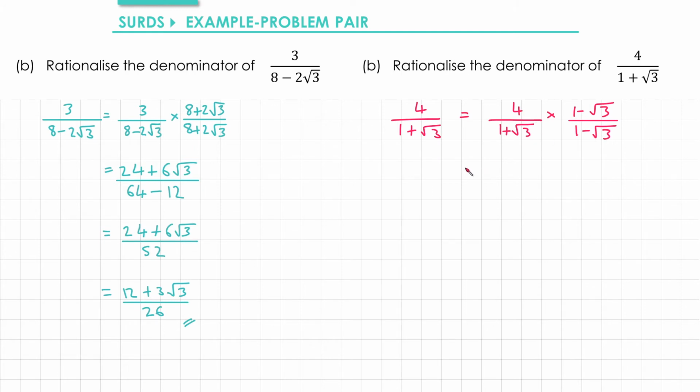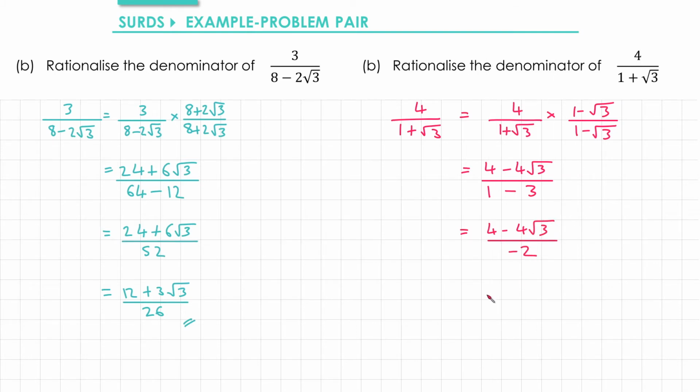4 times 1 is 4. 4 times negative root 3 is negative 4 root 3. On the bottom, remember the surds will cancel, leaving us with 1 times 1, which is 1, and root 3 times negative root 3, which is negative 3. Simplifying the denominator gives us negative 2.